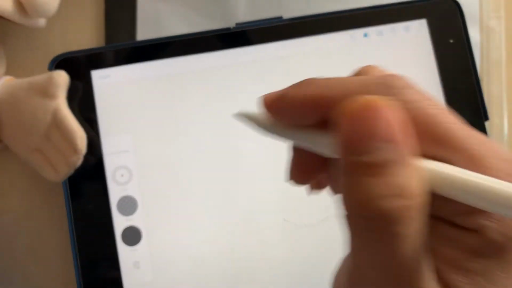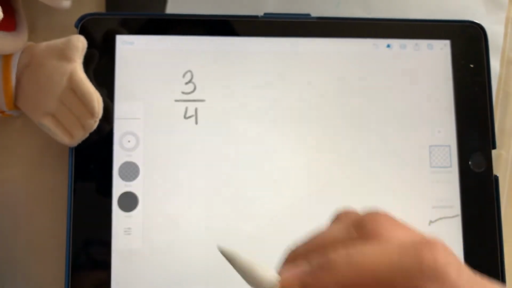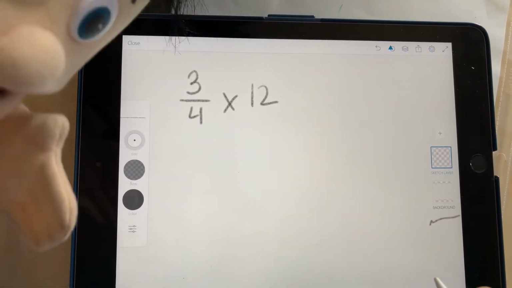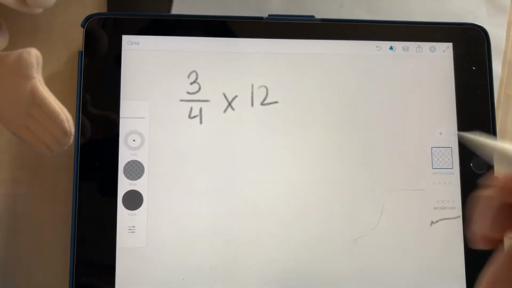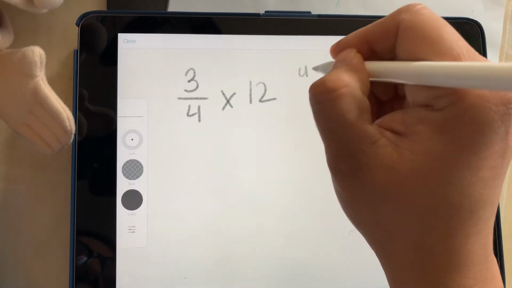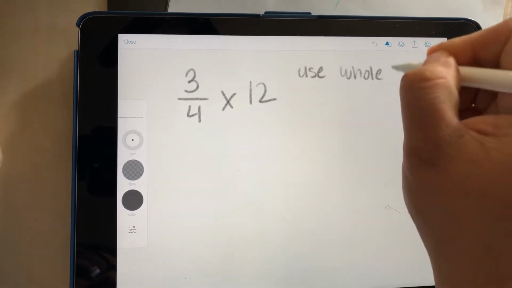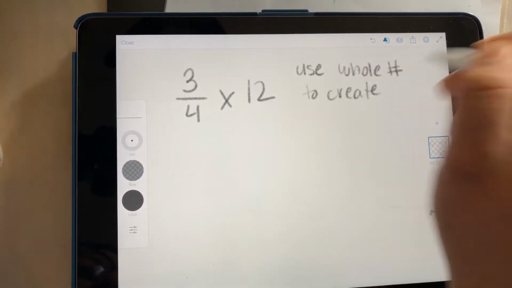Anyway, here's the expression. We have 3/4 times 12. And I'm using this to save paper and the whiteboard markers because I don't have any at home. Anyway, use the whole number. So I'm going to write this on the side: use the whole number to create groups.